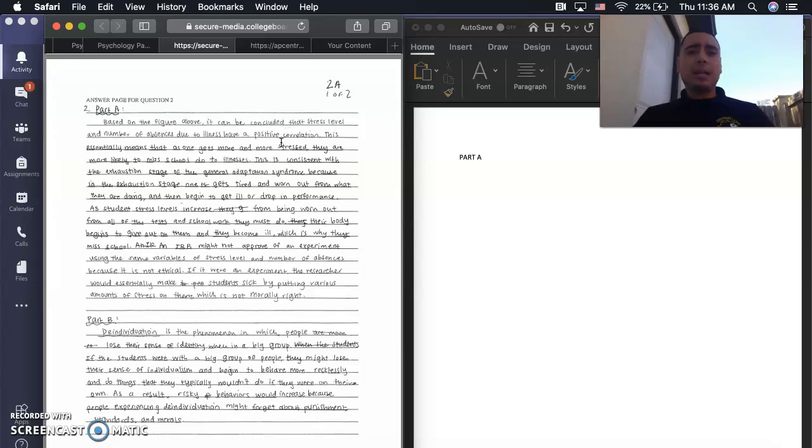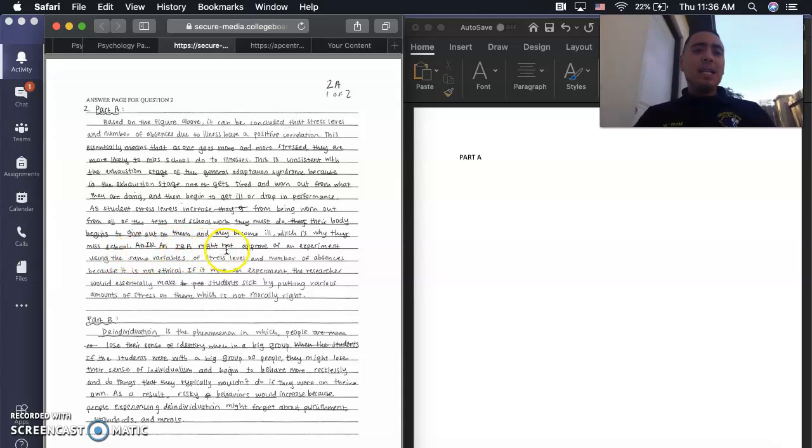So we said that they belong together. This essentially means that as one gets more and more stressed, they are more likely to miss school due to illness. This is consistent with the exhaustion stage of the general adaptation syndrome, because in the exhaustion stage, one gets tired and worn out from what they are doing, and then begins to get ill or drop in performance. As student stress levels increase from being worn out from all of the tests and schoolwork that they must do, their body begins to give out on them, and they become ill, which is why they must miss school.